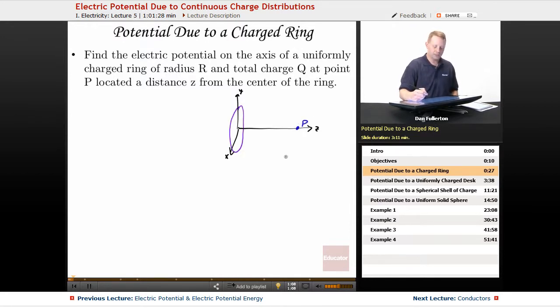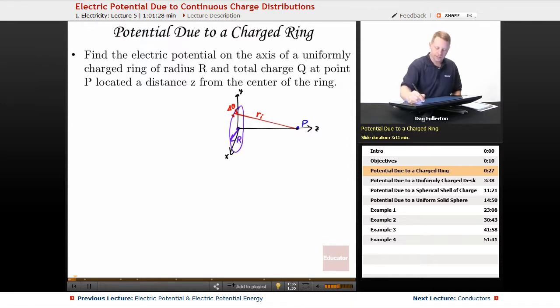Well, the first thing I'm going to do again is break this up into some little portions where we've got some delta Q over here, and we'll find the distance from delta Q to that point P. There we go. And we'll call that Ri. Now that we've done that, let's also mention that this radius is capital R.